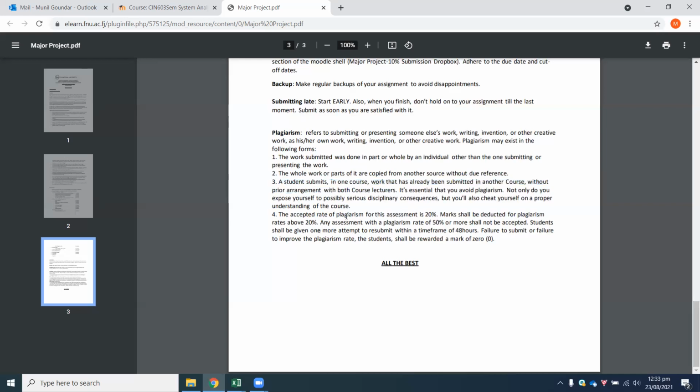The accepted rate of plagiarism for this assessment is 20%. Okay, so your plagiarism similarity rate, the max that you can go is 20%. Marks shall be deducted for plagiarism rates above 20%. Any assessment with a plagiarism rate of 50% or more shall not be accepted. That means if your similarity rate hits 50%, I will not accept your project.